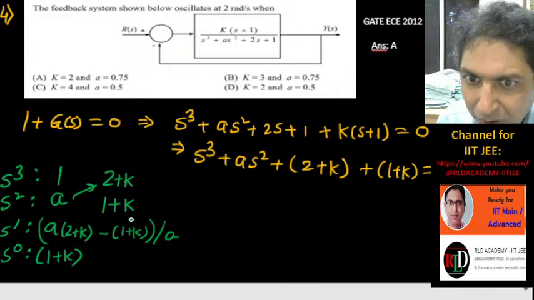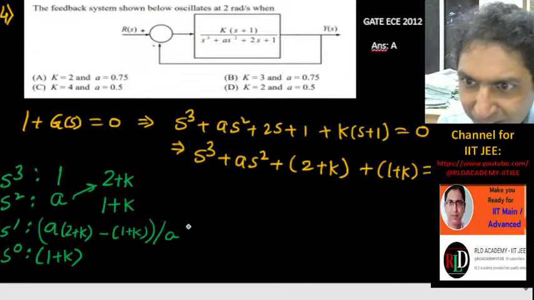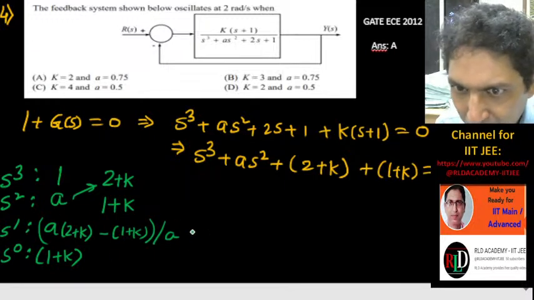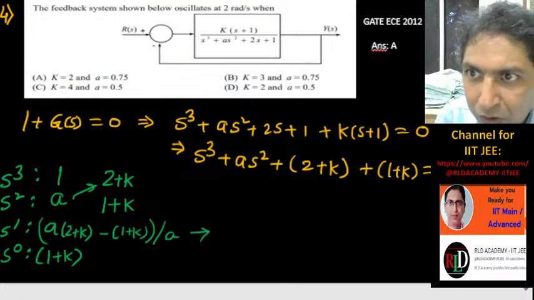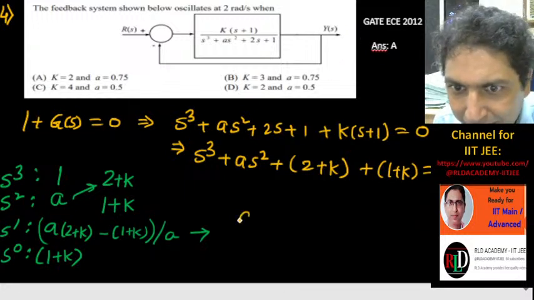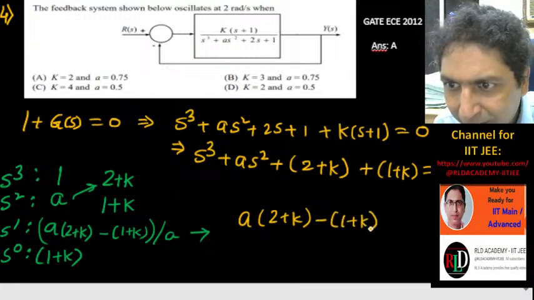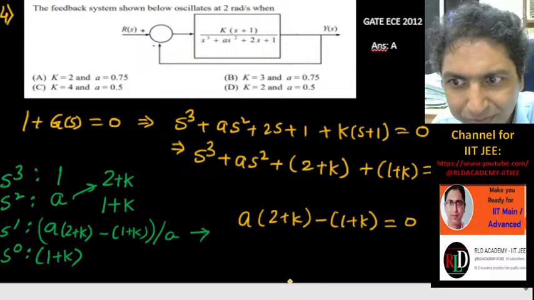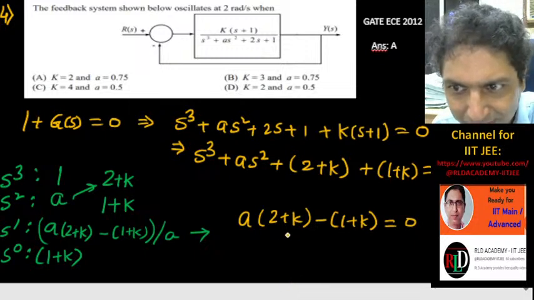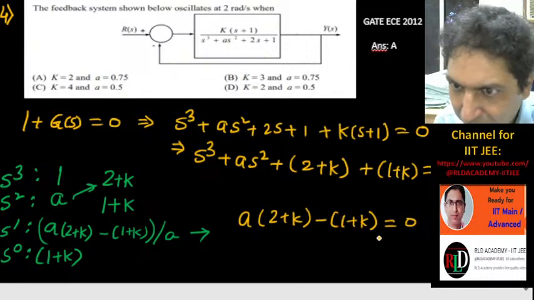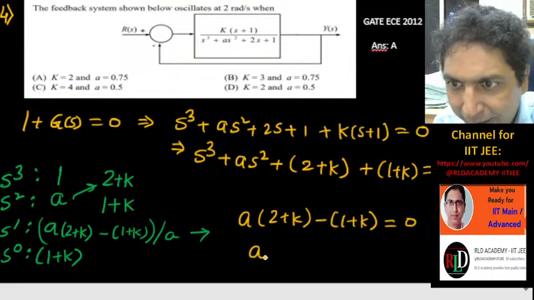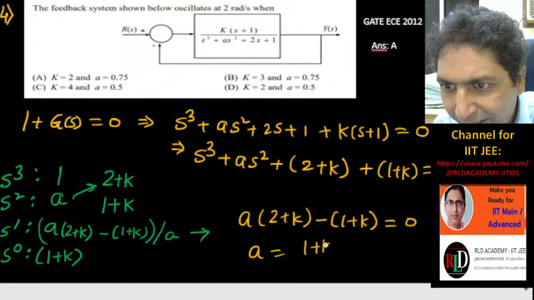But here is one problem if we use this kind of method. So that I can make it 0, from here what equation will I get? a times (2 plus K) minus (1 plus K) equals 0. So this is one equation you will get. The a will be simply (1 plus K) upon (2 plus K).